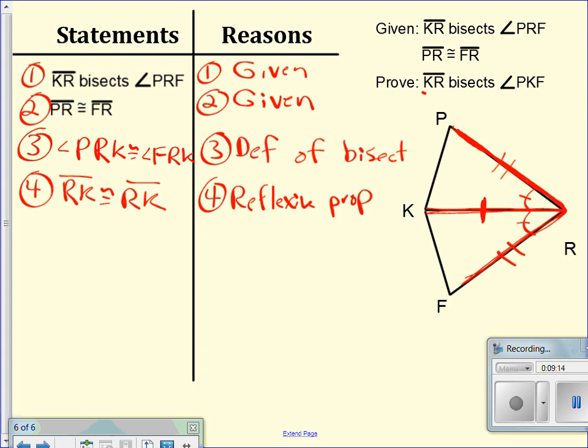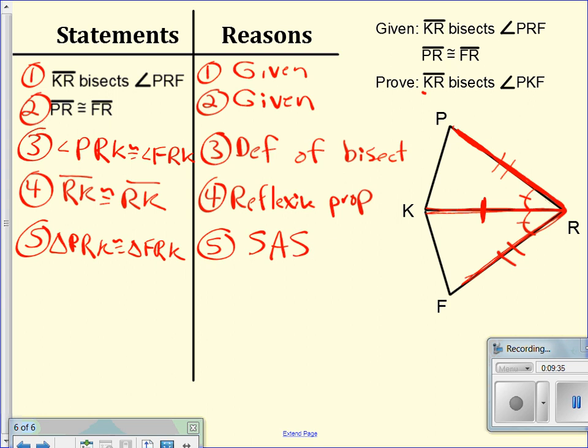Super. Okay. All right. I've got enough to prove two triangles are congruent, so I'm going to go ahead and do it. Statement 5. Triangle PRK congruent to triangle FRK. My reasoning for that is the side, angle, side congruence shortcut. Because I got a side, an angle, and another side. All right. Now, a lot of people might say, okay, can't I just go to KR bisects PKF now? No, not just yet, right?